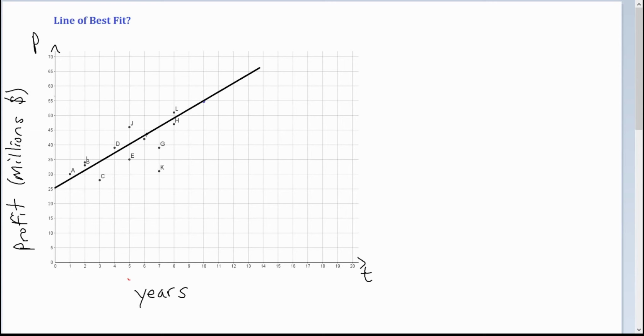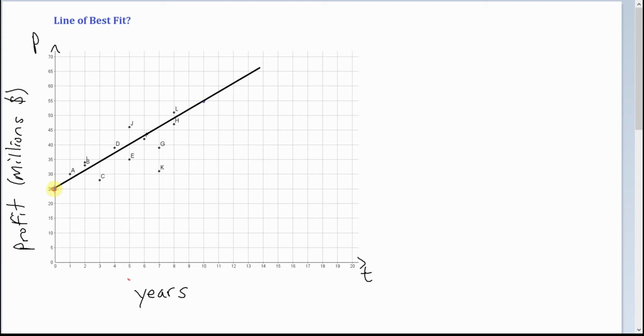At the end of the 30th year, what do you expect the profit to be? So let's look along, and our graph ends at 20. What can we do? We can make a bigger graph, or we can make an equation. So how do you possibly make an equation? There's all these points all over the place. Well, that's why we drew the line of best fit. What do we need to make an equation? All we need is 2 points.